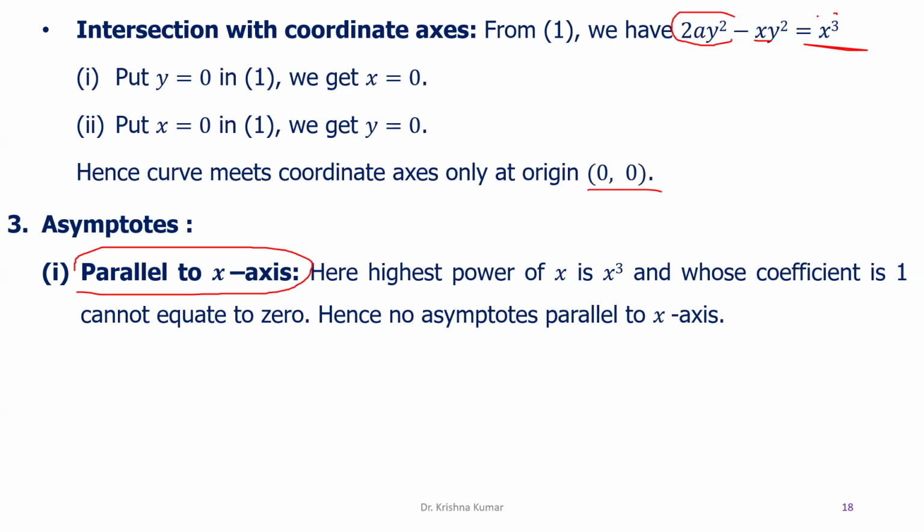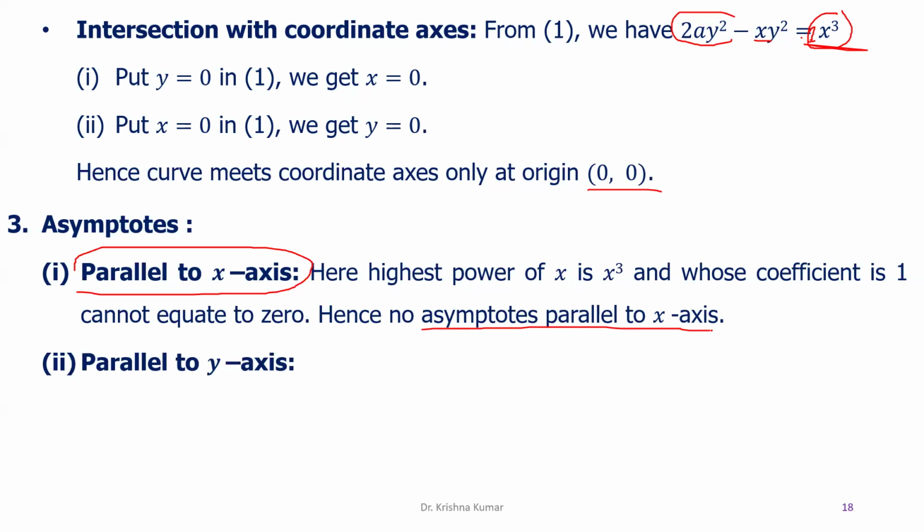Here, what is the highest degree term of x? It is x³. Asymptotes parallel to the x-axis can be obtained by equating the coefficient of the highest degree term to 0. The highest degree term is x³, and its coefficient is nothing but 1. So 1 cannot be equal to 0, which means that there is no asymptote parallel to the x-axis.